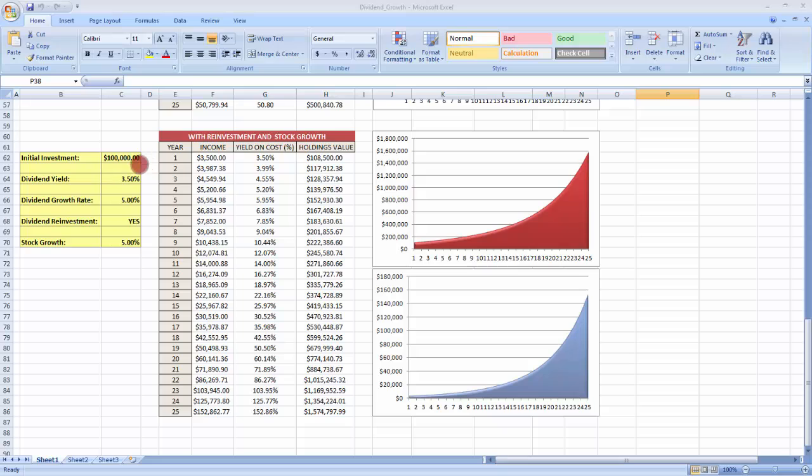So here's what we've created from $100,000 with no reinvestment. Now you could run the same example saying, let's say I add $5,000 a year, I add $10,000 a year, and these numbers would be astronomically larger.